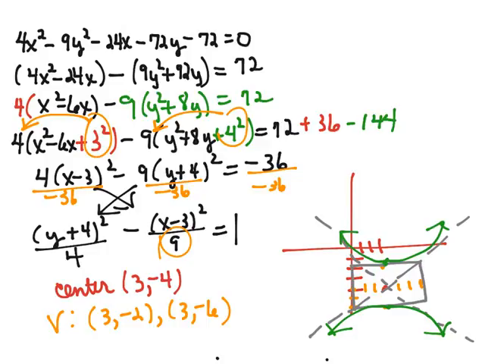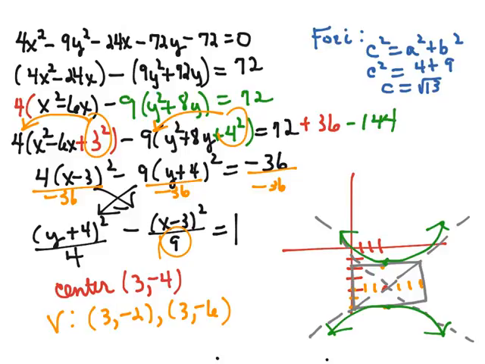Now just to review the other things, to find our foci, we would use the equation that c squared equals a squared plus b squared. So c squared would be equal to 4 plus 9. So c is going to be the square root of 13. So to write our foci, we would start at our center and go up the square root of 13 and down the square root of 13. So one of our foci will be 3, negative 4 plus the square root of 13, and the other one will be 3, negative 4 minus the square root of 13.